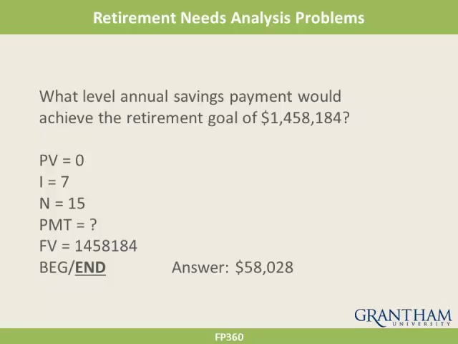We're trying to solve for payments, so we're going to press that button last. Future value is 1,458,184, and make sure the calculator is set for the end. Press the payment button, and the answer you should see is $58,028. Every payment's going to be the same, $58,028.